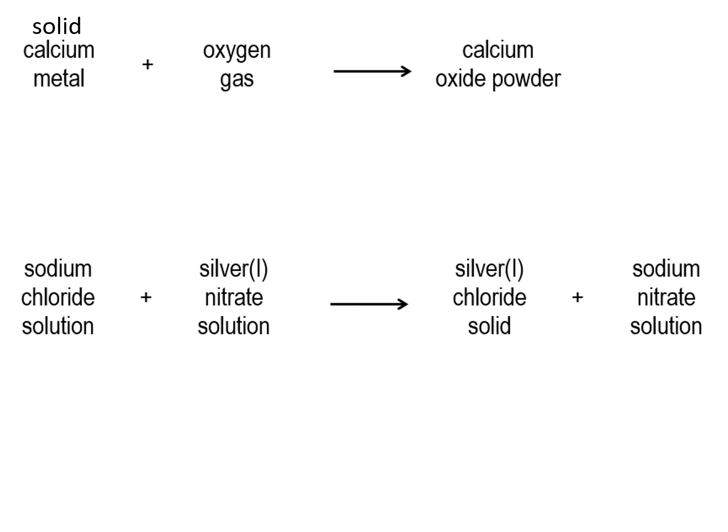So our final thing is to put all this together. Can we take the formula of a chemical and the state symbols and work out what the formula equation is? So we've got calcium metal plus oxygen gas goes to calcium oxide powder. Sodium chloride solution plus silver nitrate solution goes to silver chloride solid and sodium nitrate solution. So again, pause and then work your way through these, please.